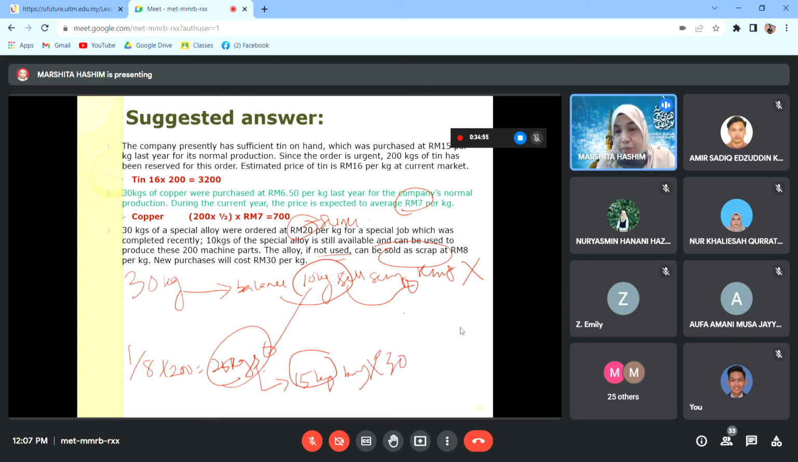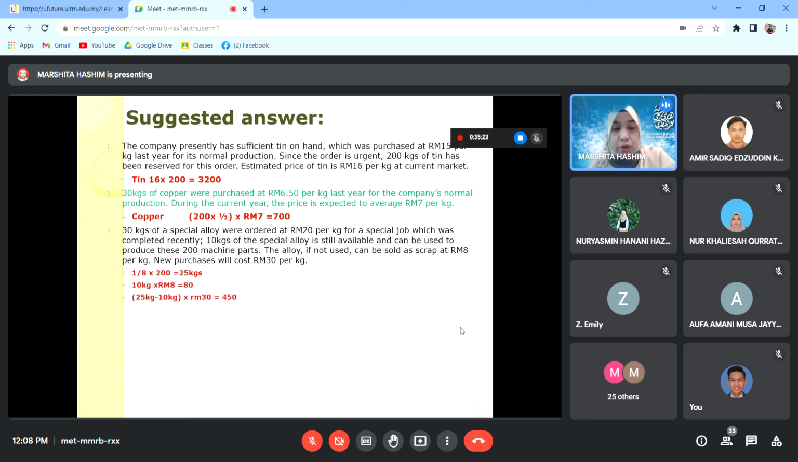Okay, now you have three prices. 20 ringgit is irrelevant, under the reason column, because this is past cost. Scrap value 8 ringgit is relevant because this is the amount that the company needs to sacrifice if they accept the order. And then 30 ringgit is relevant for 15 kilograms because this is current replacement cost. So total is 530 for the special alloy.